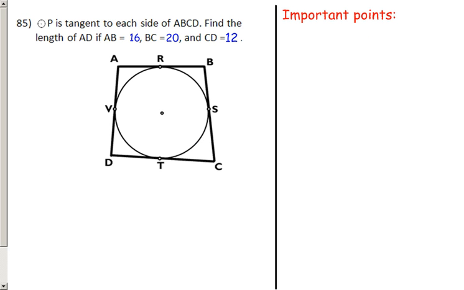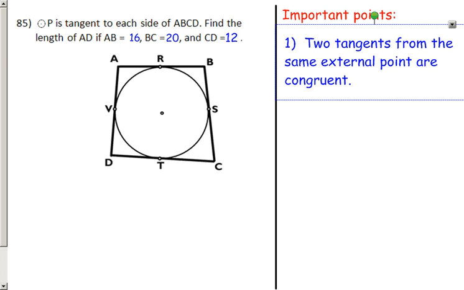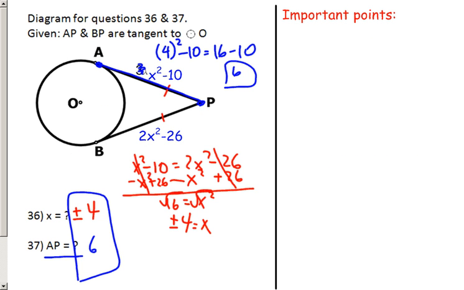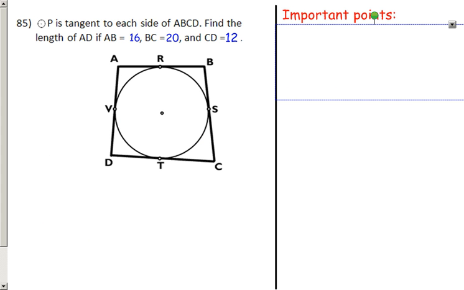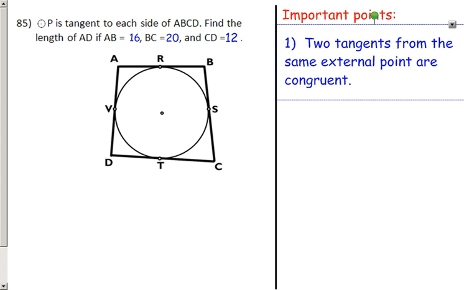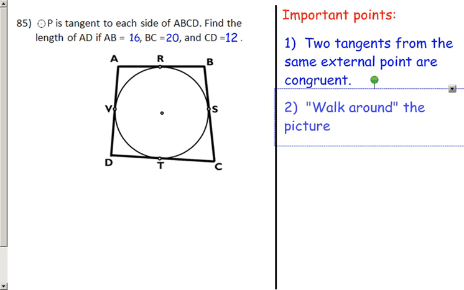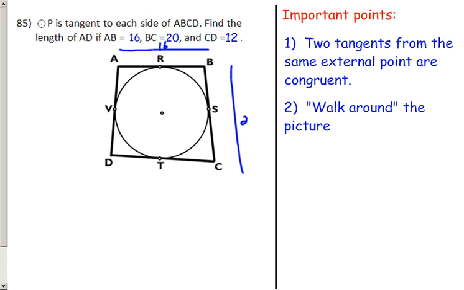A problem like number 85 is a walk-around problem, okay? Two tangents from the same external point are congruent. And that's the same idea that we used two problems ago, and we're going to use that same concept for this particular question. So two tangents from the same external point are congruent. Once I figure that out, I walk around the picture. What I do to start is label all these sides. AB is 16, BC is 20, CD is 12, and I'm concerned with how long AD is.